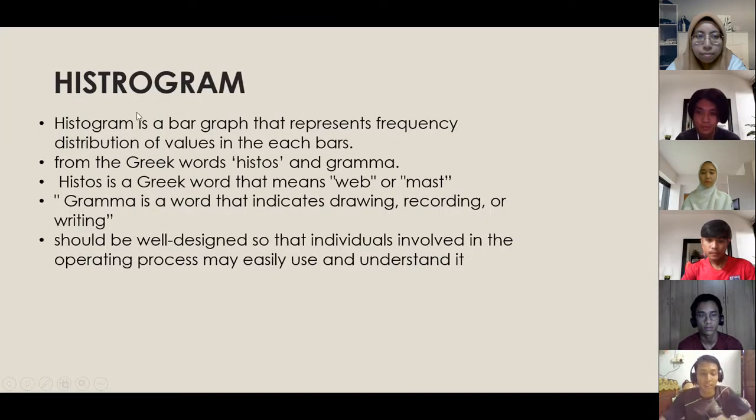is histogram. Histogram is a bar graph that represents frequency distribution of value in each bar. Histogram is from the Greek words histo and gram. Histo is a Greek word that means web or mass, and gram is a word that indicates drawing, recording, or writing. It should be well designed so that individuals involved in the operating process may easily use and understand it.